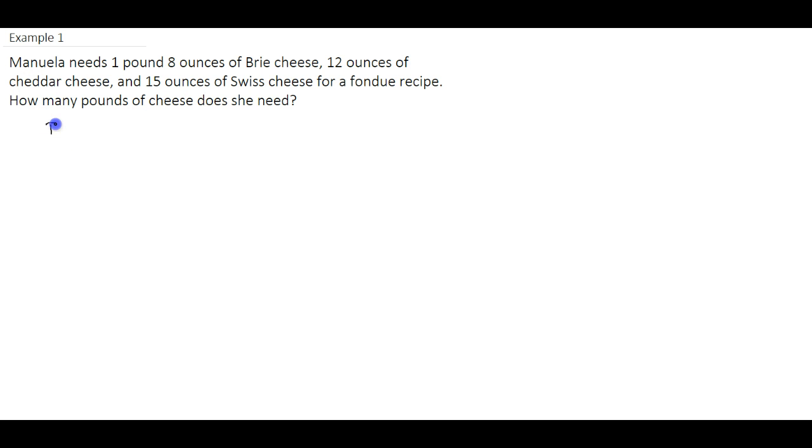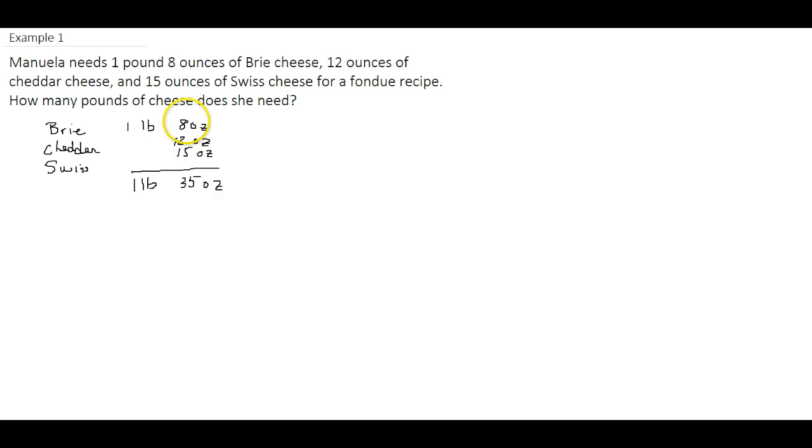We have our brie, and in the brie we have 1 pound 8 ounces. With our cheddar, we have 12 ounces. And then our Swiss cheese gives us 15 ounces. And so exactly like when we worked with feet and inches, we keep those two separate. So if I add these together, I have 1 pound and 35 ounces.